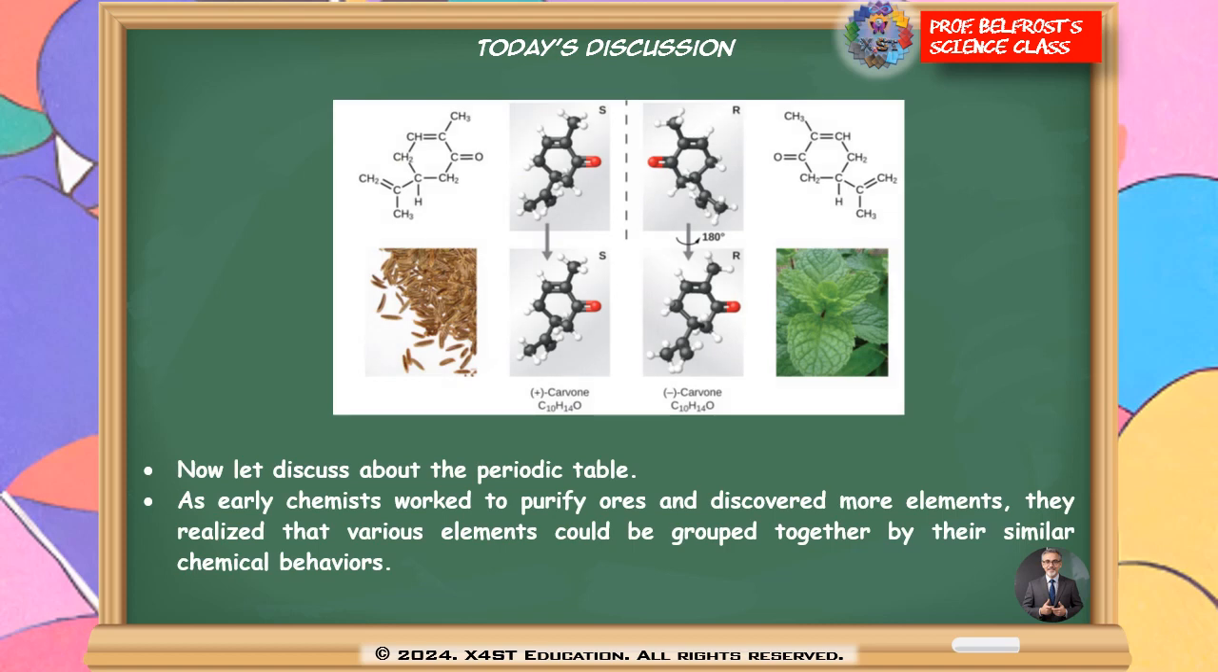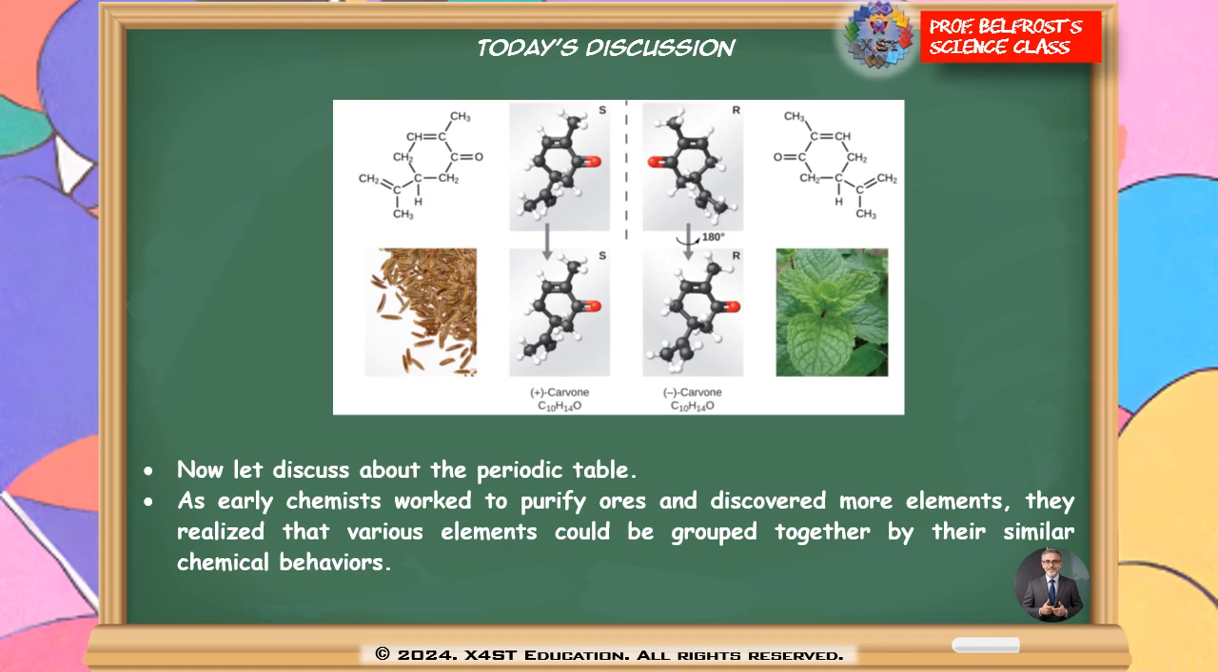So this is the plus carvone, and this is the minus carvone. One is right-handed, one is left-handed. Actually, I think that this is an enantiomer. We'll discuss enantiomers when we are discussing organic chemistry. Okay, so now let's discuss the periodic table.